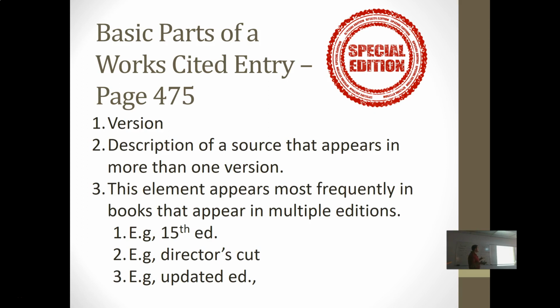Version. So this is a description of a source that appears in more than one version. In the example of this book, what version is it? Look at the front and tell me for the English 102 book. 13th edition. So, this element appears most frequently in books that appear in multiple editions.